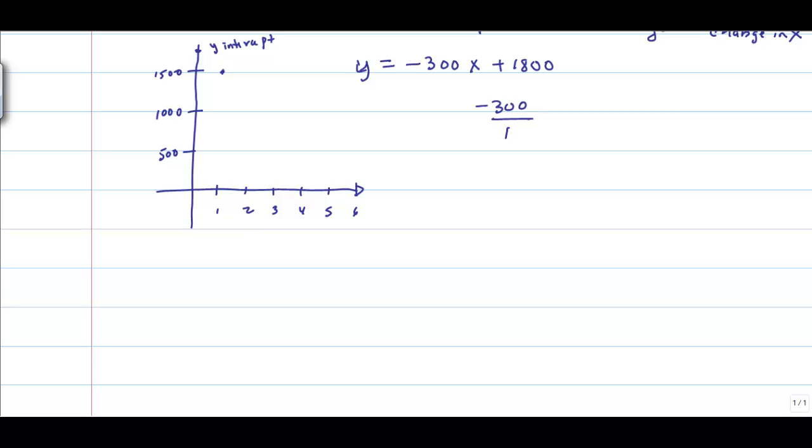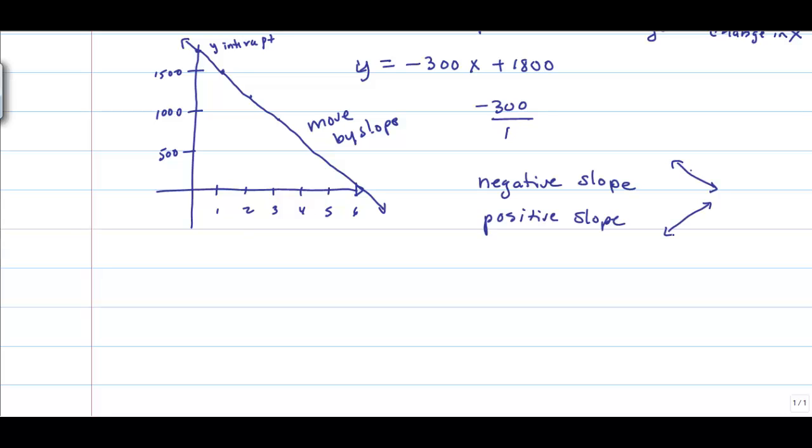And then I could keep going. I'd go down another 300 and over 1. Down another 300 and over 1, etc. And then you simply connect the points. And that is one way to graph linear functions. You start at the y-intercept and you move by the slope. Remember, a negative slope is oriented like this, and a positive slope is oriented like that.